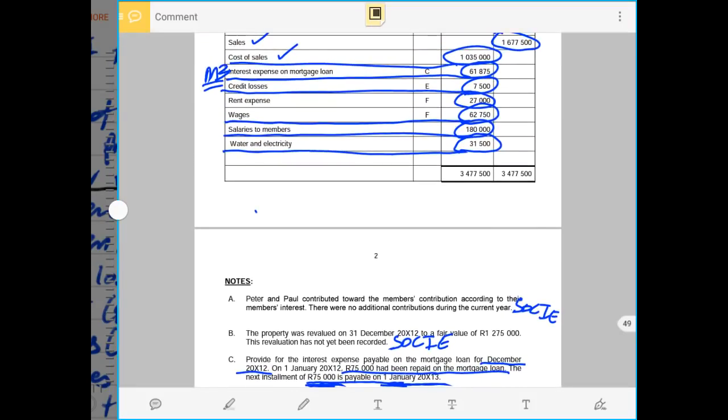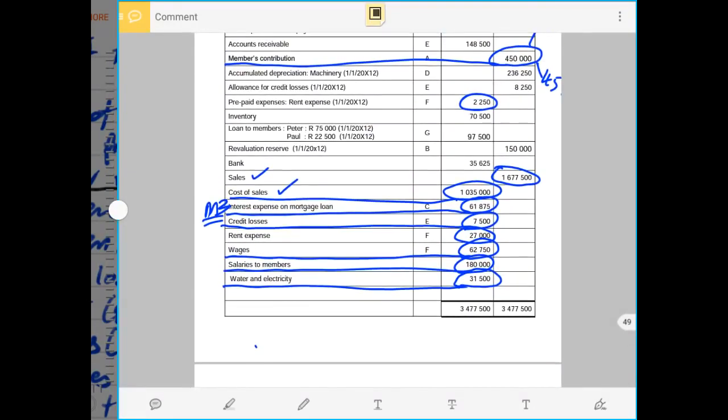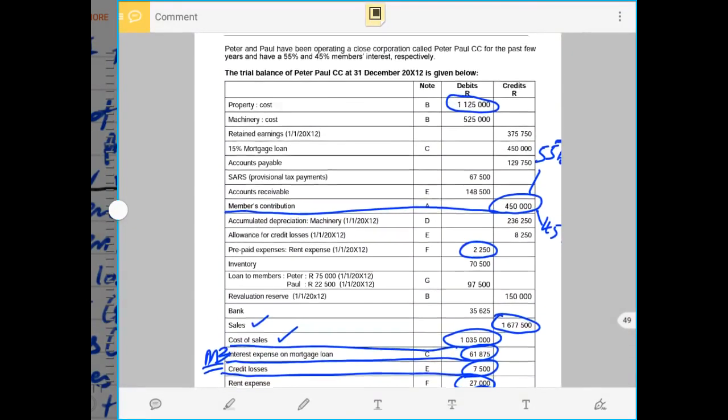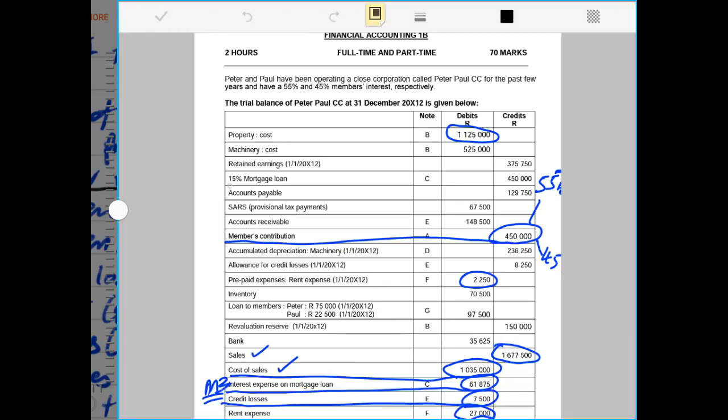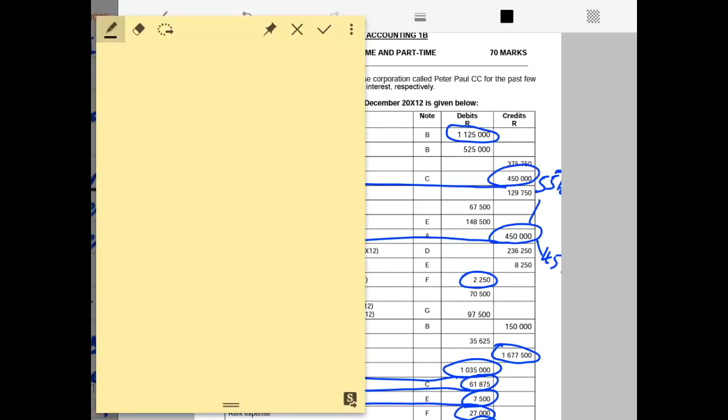Interest expense that is payable. That means there is interest expense not yet paid by the end of the current year. So now, if we look at the mortgage loan, 15% mortgage loan of 450,000 rands, let us calculate that. Calculating interest that is payable. That means the close corporation paid less than it's supposed to have done.